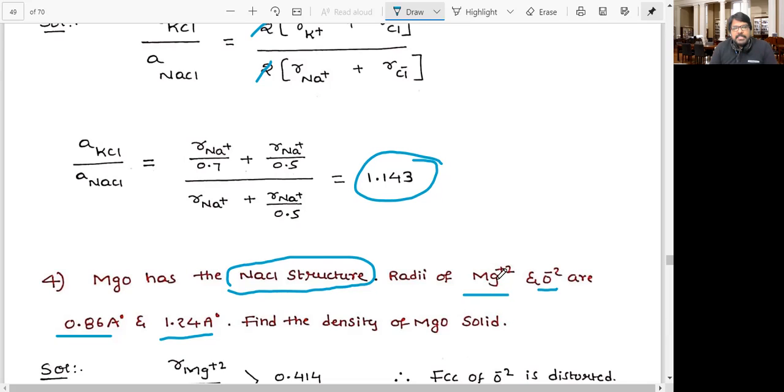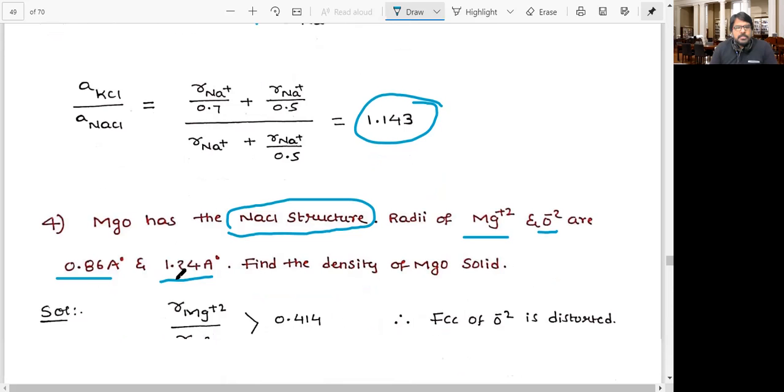Here the radius of cation and radius of anion information is given. Very good. The type of structure is given, of course, good. And he's asking for density. You know how to find the density formula. NaCl structure means Z effective will be 4, so 4 ionic pairs will be present.